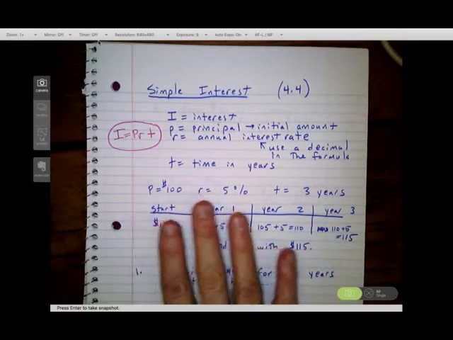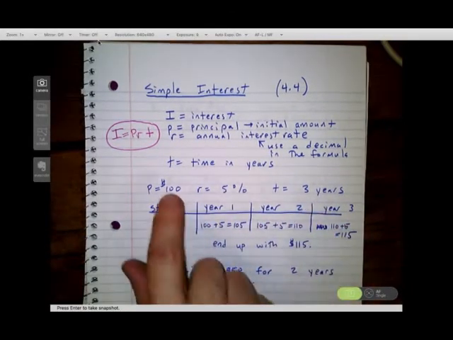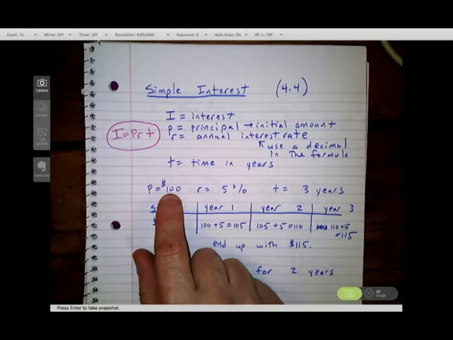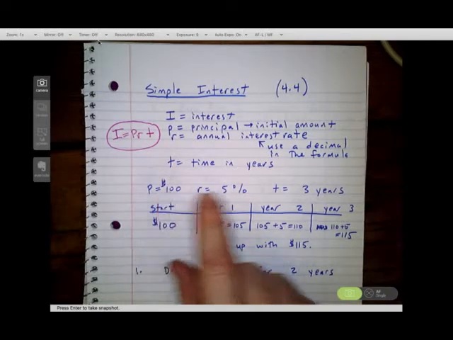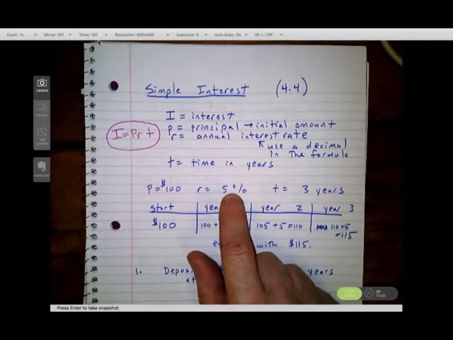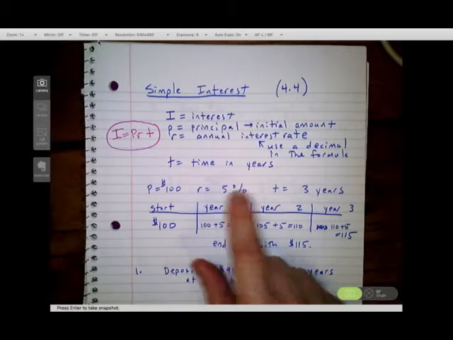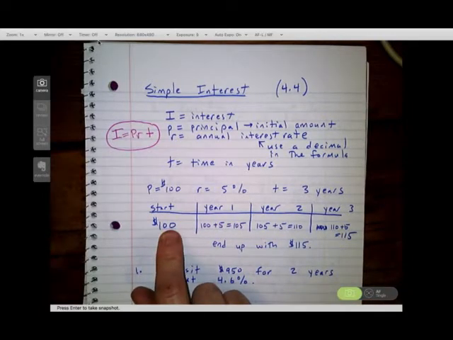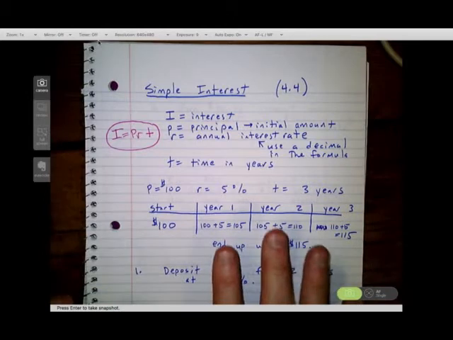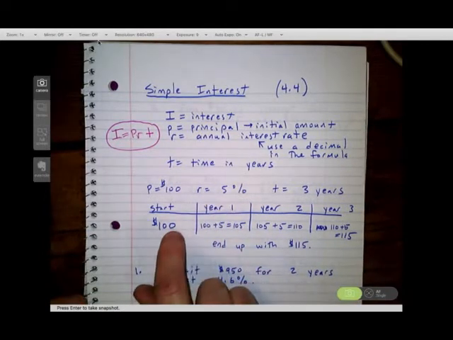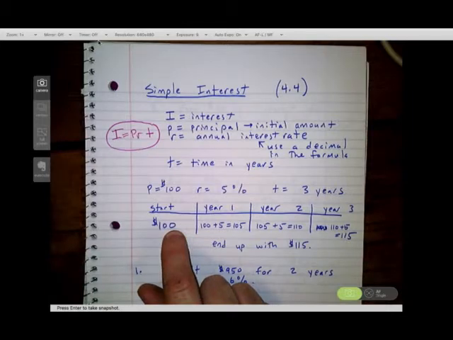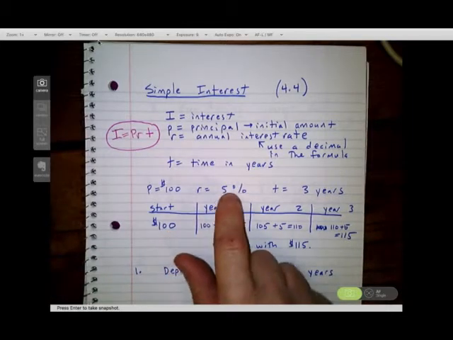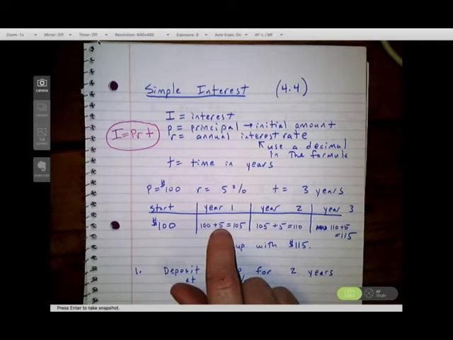So let me just run through a little example here. Now let's say our principal, or the amount we've deposited in the bank, is $100. Our interest rate for simple interest is 5%, and we are going to leave that $100 in the bank for 3 years. So we're going to start with $100. Now I didn't show the calculations here, but 5% of $100 is $5. 1% of 100 is 1, so 5% is 5. So 5% of $100 is $5.